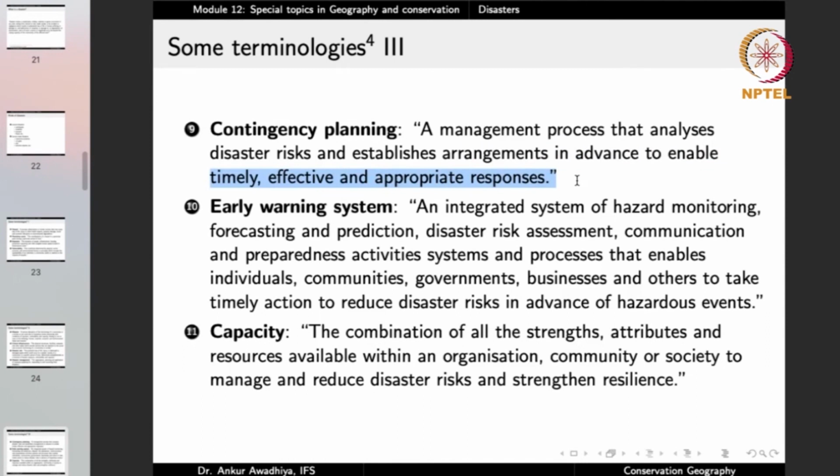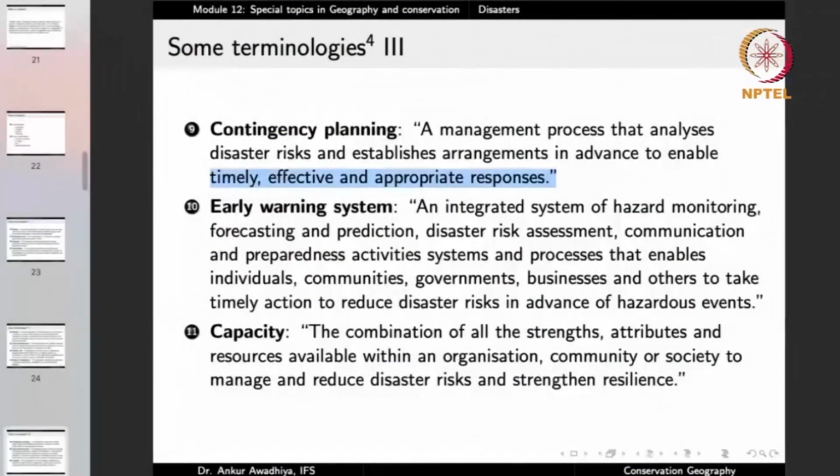They should be timely, meaning that they should be ready to work as soon as the disaster has happened. They should be effective, which means that you should have a substantial amount of infrastructure, substantial amount of resources, so as to enable a proper response to the disaster. And appropriate, they should take into account the physical factors, the climate, the people, the socio-economic conditions of people, and they should be appropriate for those situations.